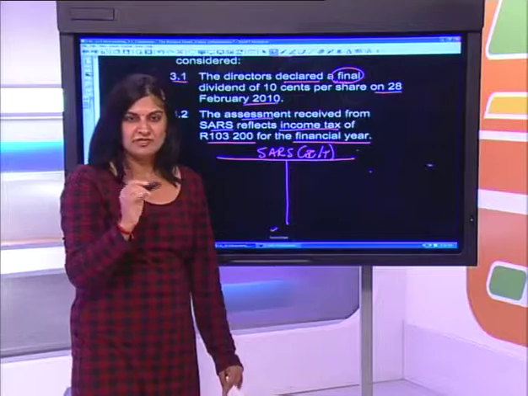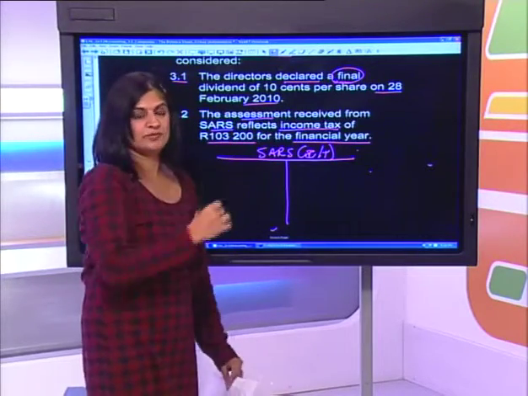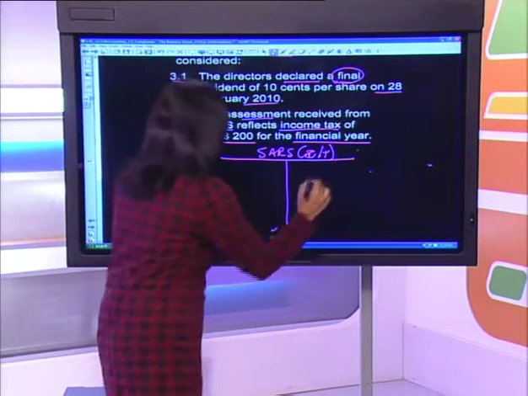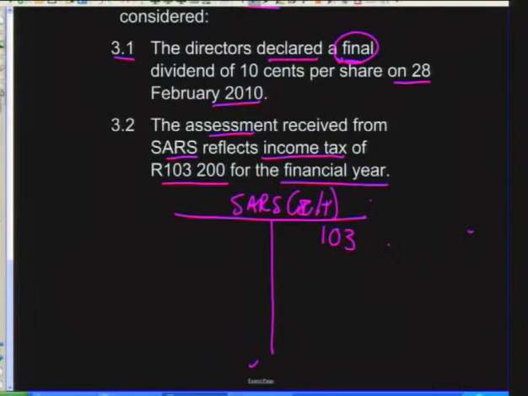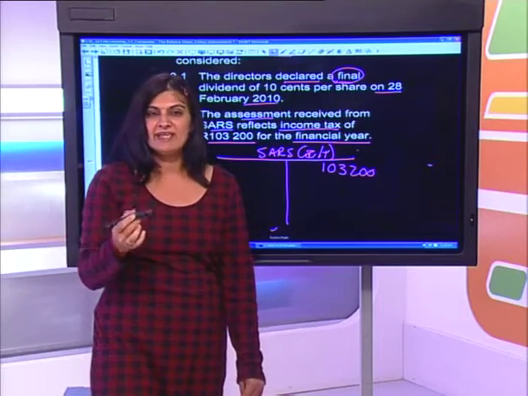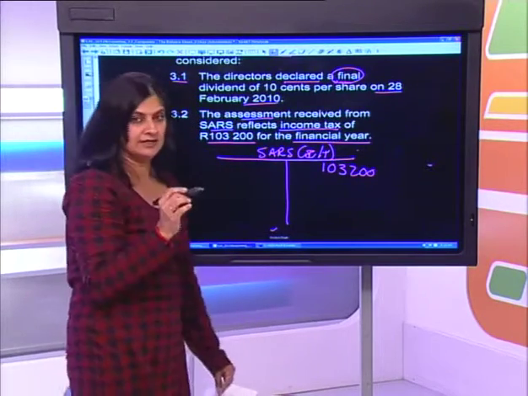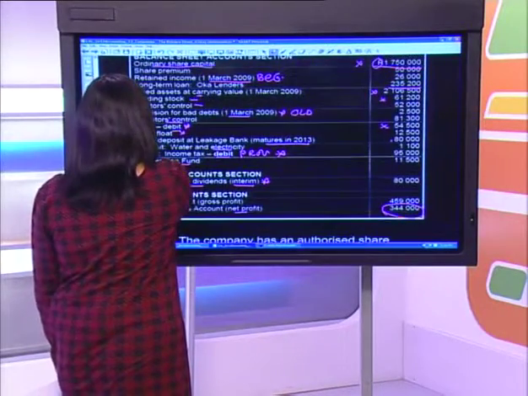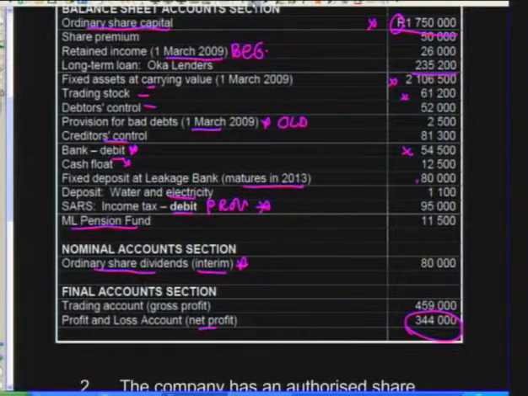Okay, we've been given, firstly, how much we should be paying the receiver. So according to this information, and I know you guys are absolutely familiar with this account, we're owing the receiver 103,200, but we now need to look at how much have we already paid the receiver. In other words, did we make any provisional payments during the year? Okay, so let's quickly scroll up to the general ledger and let's look for SARS income tax. Right, there we go. There's our SARS income tax. So a debit balance means we've paid the receiver thus far an amount of 95,000.